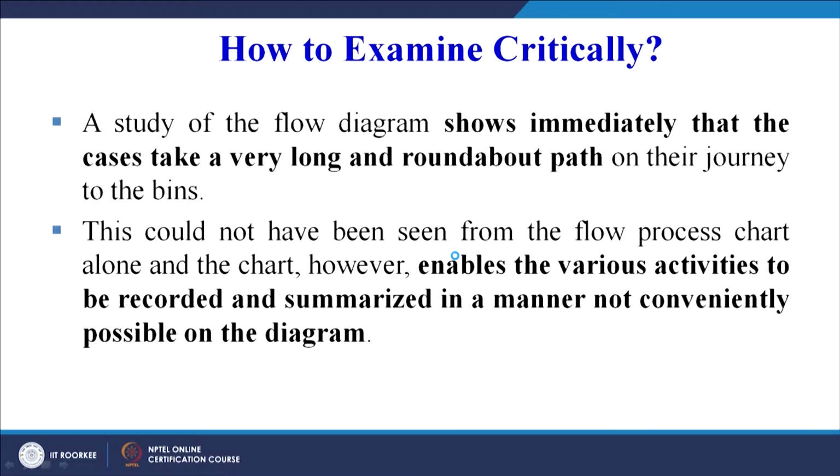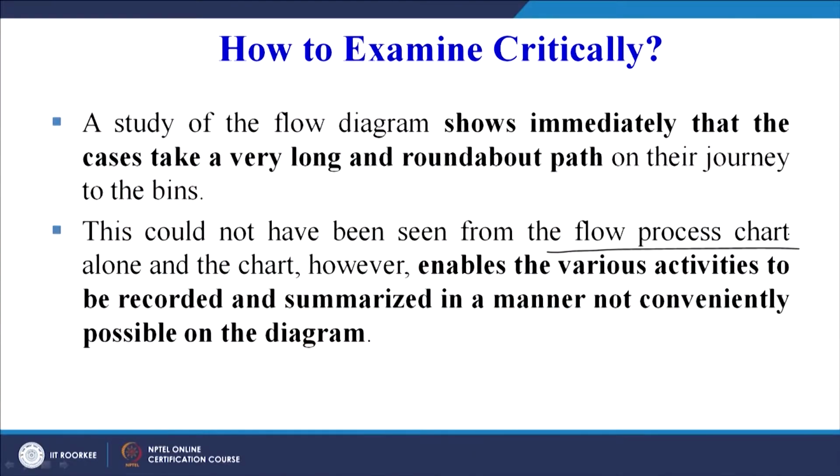This could not have been seen from the flow process chart. So again it is explained that the flow process chart is different from the flow diagram. This we are able to see with the help of a flow diagram. In the flow process chart we will not be able to see that much, but we will be able to see the distance, which can be written there, but the flow diagram clearly shows that it is a roundabout way the material is taking in the shop floor. This could not have been seen from the flow process chart alone, and the chart however enables the various activities to be recorded and summarized in a manner not conveniently possible on the diagram.